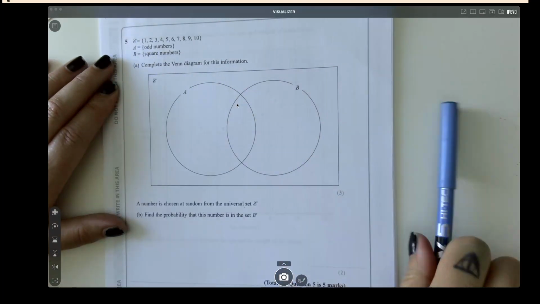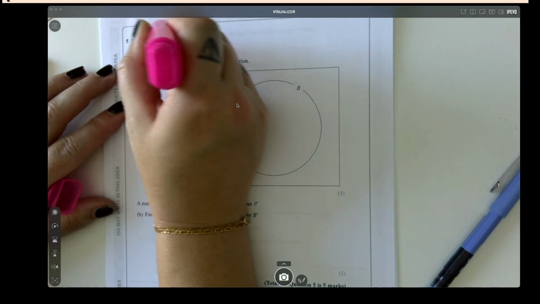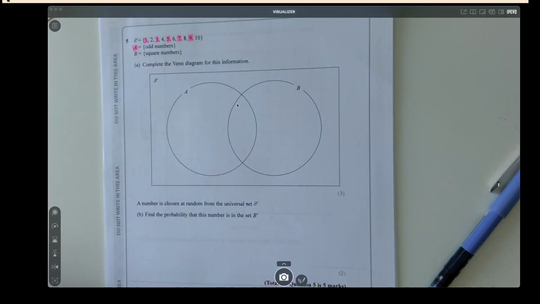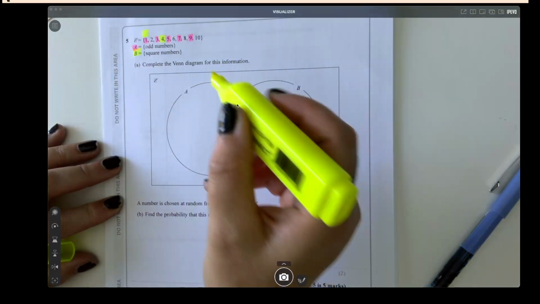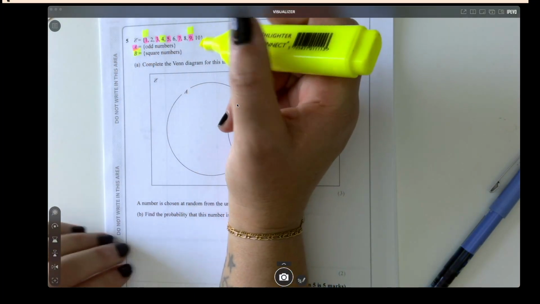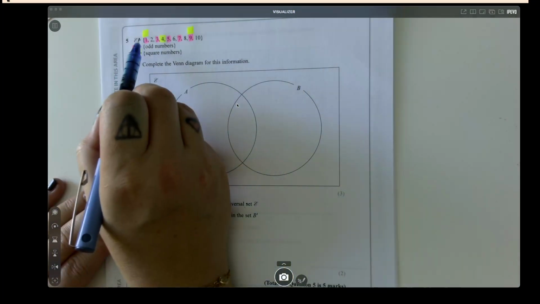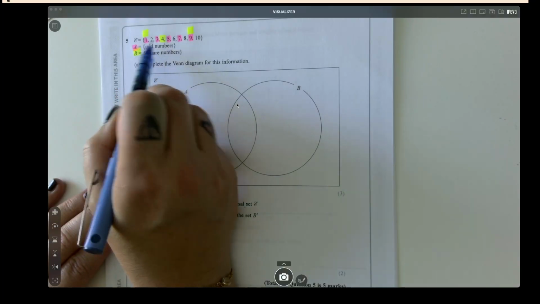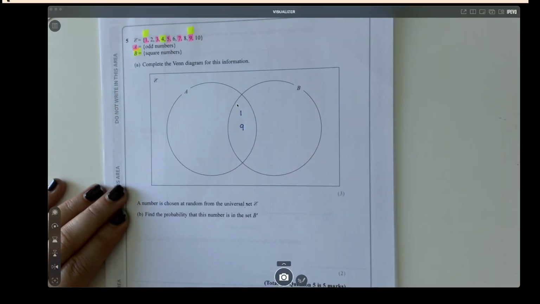A is odd numbers. So let's have a look for the odd numbers in this list. So we have A: 1, 3, 5, 7 and 9 are odd numbers. B is square numbers. So 1 times 1 is 1, 2 times 2 is 4, 3 times 3 is 9, 4 times 4 is 16, so that's too big. So what we can see here now is the numbers that have pink and yellow are both A and B. So 1 and 9 need to go in that intersection in the middle.